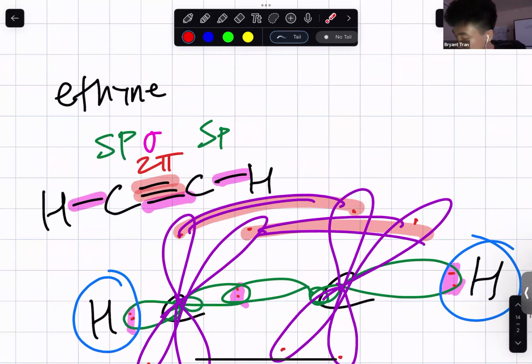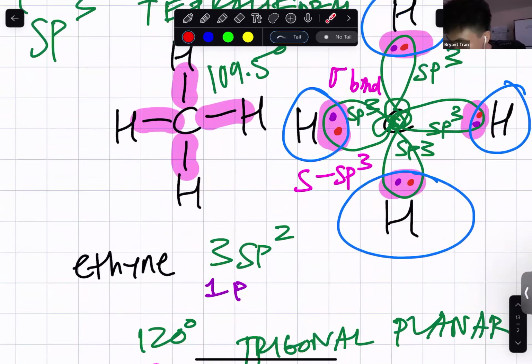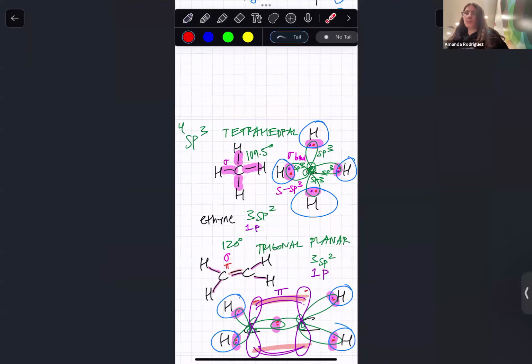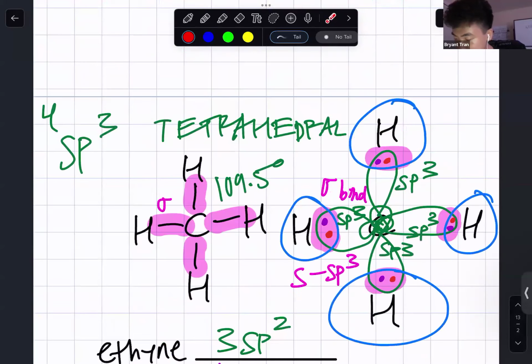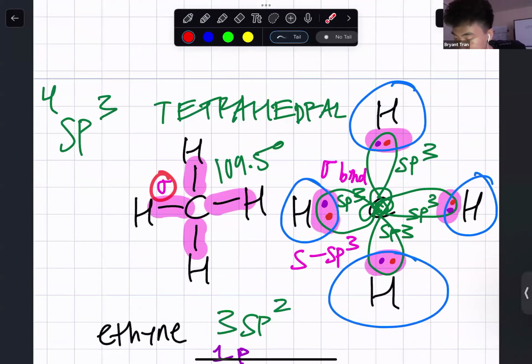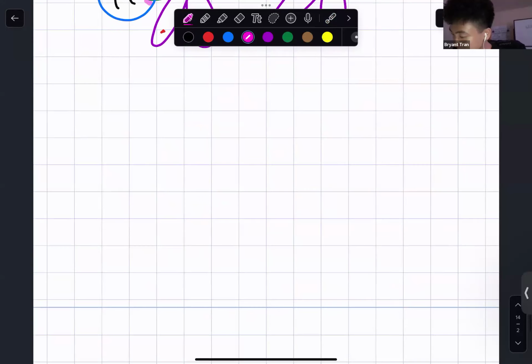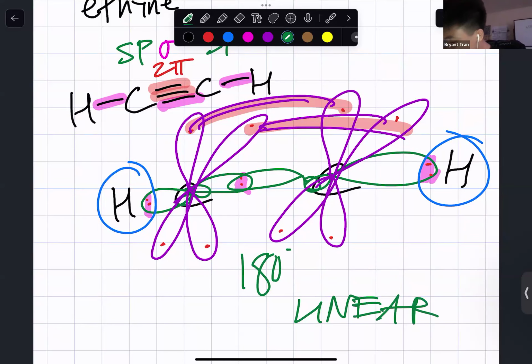But if you compare a single bond versus a double bond versus a triple bond, which one is the strongest? Triple bond, right? And that's because it has more bonds. It has one sigma bond plus two pi bonds, whereas a single bond only has one sigma bond, and the double bond has one sigma bond and one pi bond, like that, right? So that is gonna be 180 degrees apart, linear, for sp hybridized.